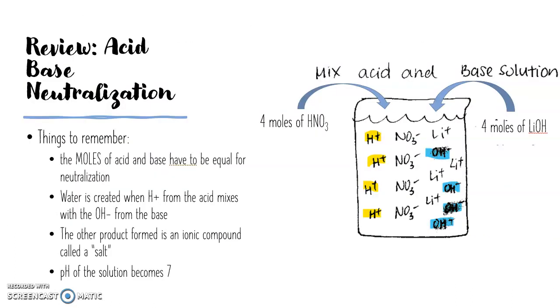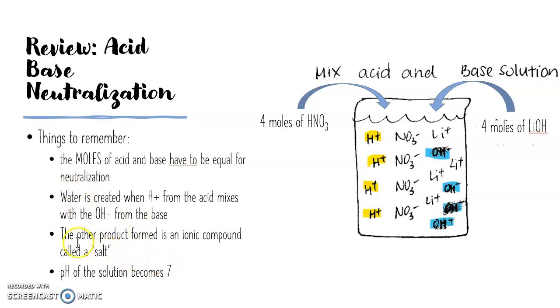All right, so back to some review on acid and base neutralization. So this is from the PowerPoint before. Keep in mind that the moles of acid have to be equal to the moles of base in order for neutralization to occur. And so what I have represented here, again, is my 4 moles of HNO3, that represents 1 mole each, and my 4 moles of LiOH, and that's 1 mole each. And only when you have equal moles will the hydrogen all combine with the hydroxide from the base and create water. And that gives us a pH of a solution 7.